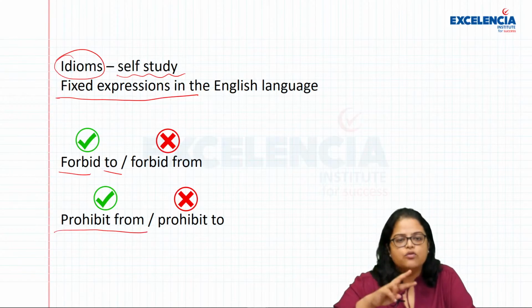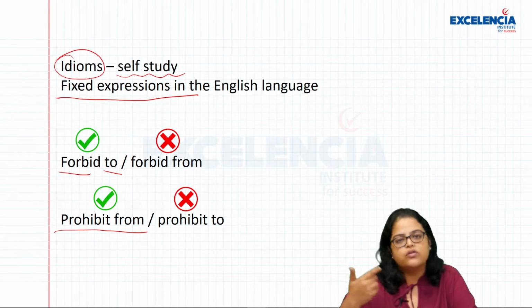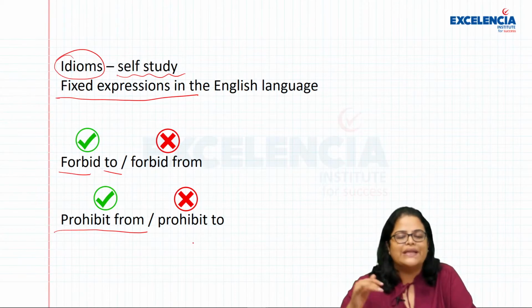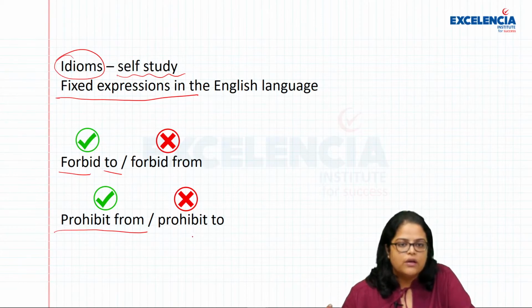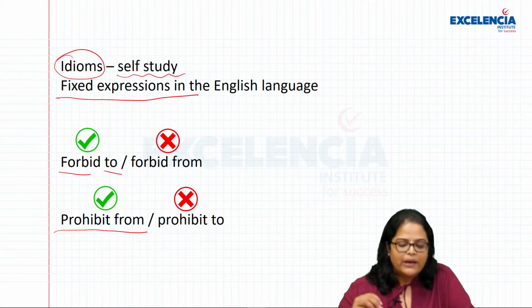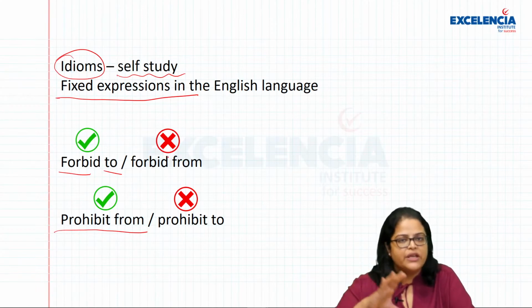So can't I use them interchangeably, Aditi? Can't I also sometimes say forbid from? Can I sometimes not say prohibit to? No, that's incorrect English. So we cannot say forbid from and we can't say prohibit to. So then there can be so many idioms, Aditi. What do we do? So we'll send you some material which will have an idiom list.